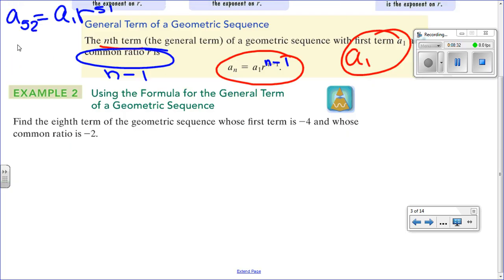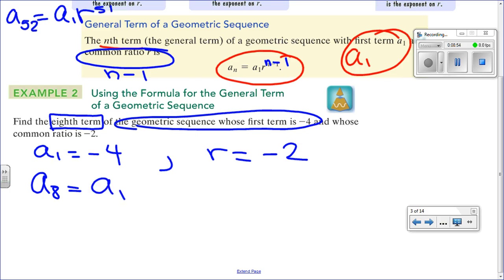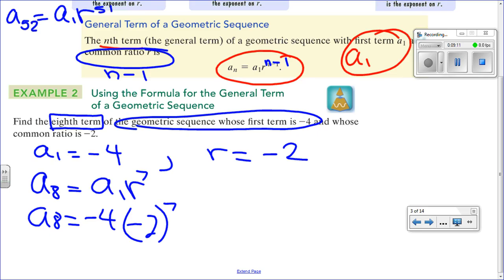Okay, so right here we have geometric. Now we're going to use the shortcut. And we have the first term, it is a negative 4, and the common ratio is a negative 2. So we have to find the eighth term. So we're looking for a/8. So that will be given by the first term, times the common ratio to what power? 7. Mm-hmm. So now we're going to substitute. That will be negative 4 times negative 2 to the power 7.